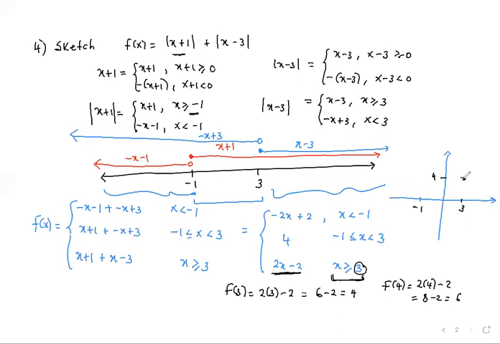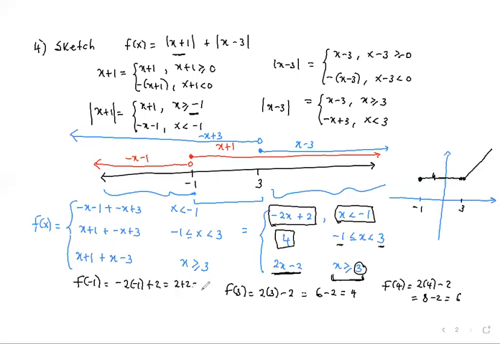So f of 3 will give us 2 multiplied by 3 minus 2, which is 6 minus 2, equal to 4. Then you pick any number bigger than 3, say 4. That will be 2 by 4 minus 2, which is 8 minus 2, equal to 6. And then from -1 to 3, the function is 4. The function includes the left end, and the function is 4.